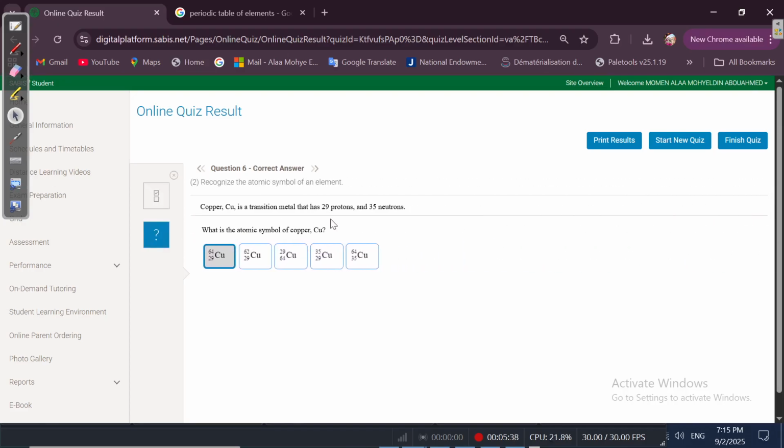Copper is a transition metal that has 29 protons and 35 neutrons. How do you construct the atomic symbol? Obviously you put the protons at the bottom, 29, so I can immediately neglect this option. Then 35 neutrons and 29 protons make up the mass number. 29 plus 35 is 64, which is the mass number. You put the mass number at the top: mass number top, atomic number bottom. So this is the correct answer.